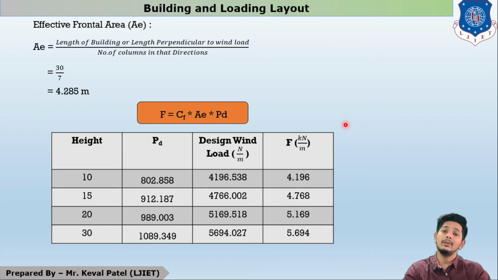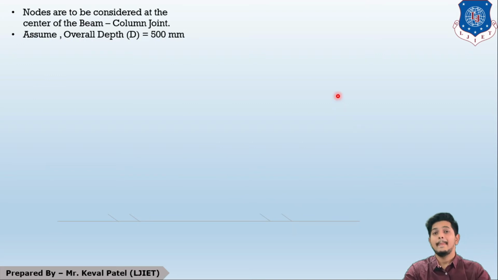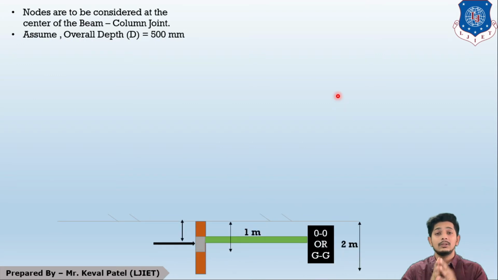Moving further, after finding out F, I will need nodes and an idea about nodes. For that, I have to assume some dimension of the beam, or height of the beam. So I will assume the overall depth of the beam as 500 mm. It is assumed roughly, approximately. So in every problem you should assume that as 500 mm for ease of calculation right now. Now let me give you some detailed explanation about nodes.